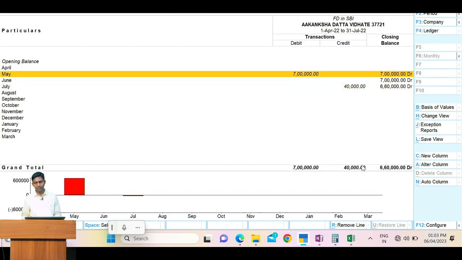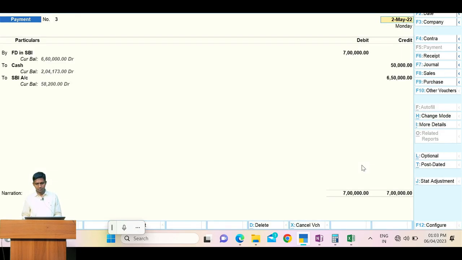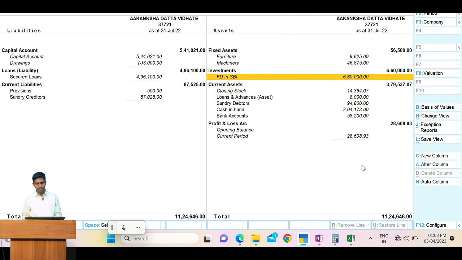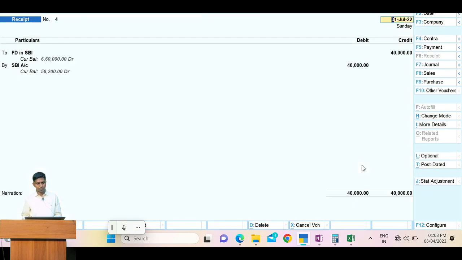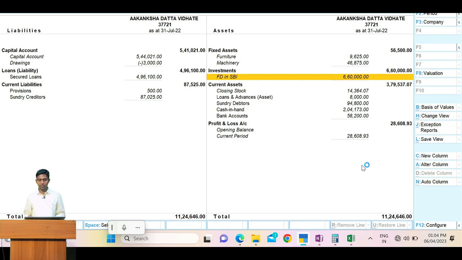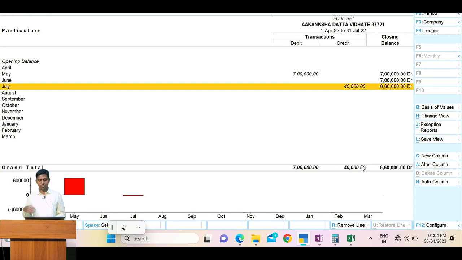FD, 7 lakhs FD, sorry, what happened here? FD receipt. Okay, this entry is okay, but first you must, here one more entry you must pass, one more entry. Why? Because in ledger scrutiny you found you have deposited 7 lakhs, by getting 40 it should increase.